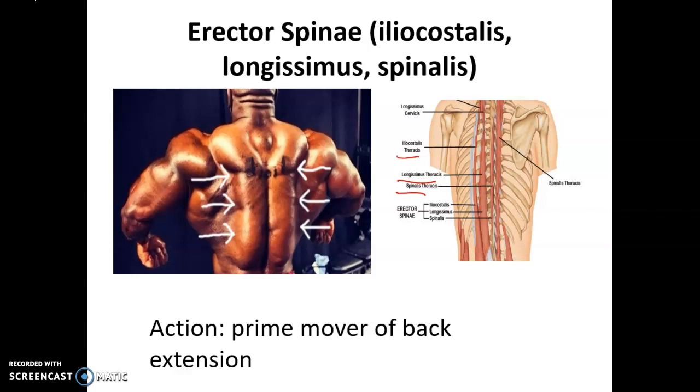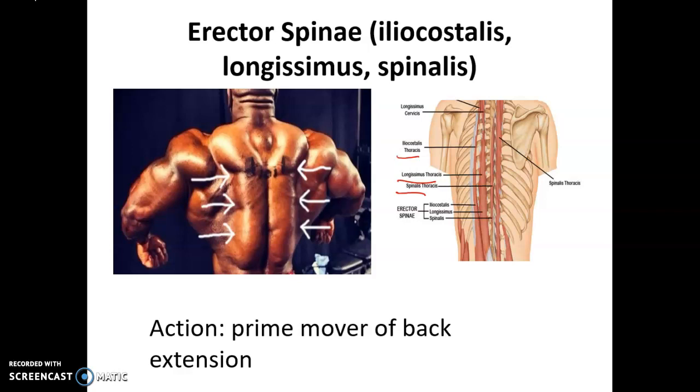They remain contracted to help us maintain posture. When you are sitting in the lab or lecture, taking notes and listening to me, you are maintaining your posture, and that is because your erector spinae muscles are contracted to help you maintain posture.